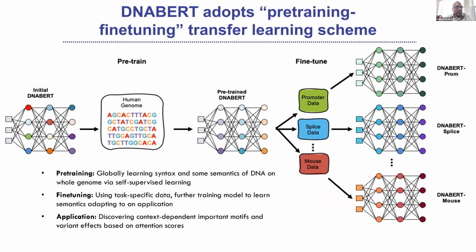So initial DNABERT was trained on the human genome. This is called pre-training. Basically it captures the sequence composition into some kind of a transformer model. Once you have this pre-trained model, then you develop different fine-tuned models or different classifiers. It could be classifying promoters from the rest of the genome, classifying splice sites from the rest of the genome, which can also be applied to a different, closely related species like mouse. So this is, in a nutshell, what DNABERT is doing.